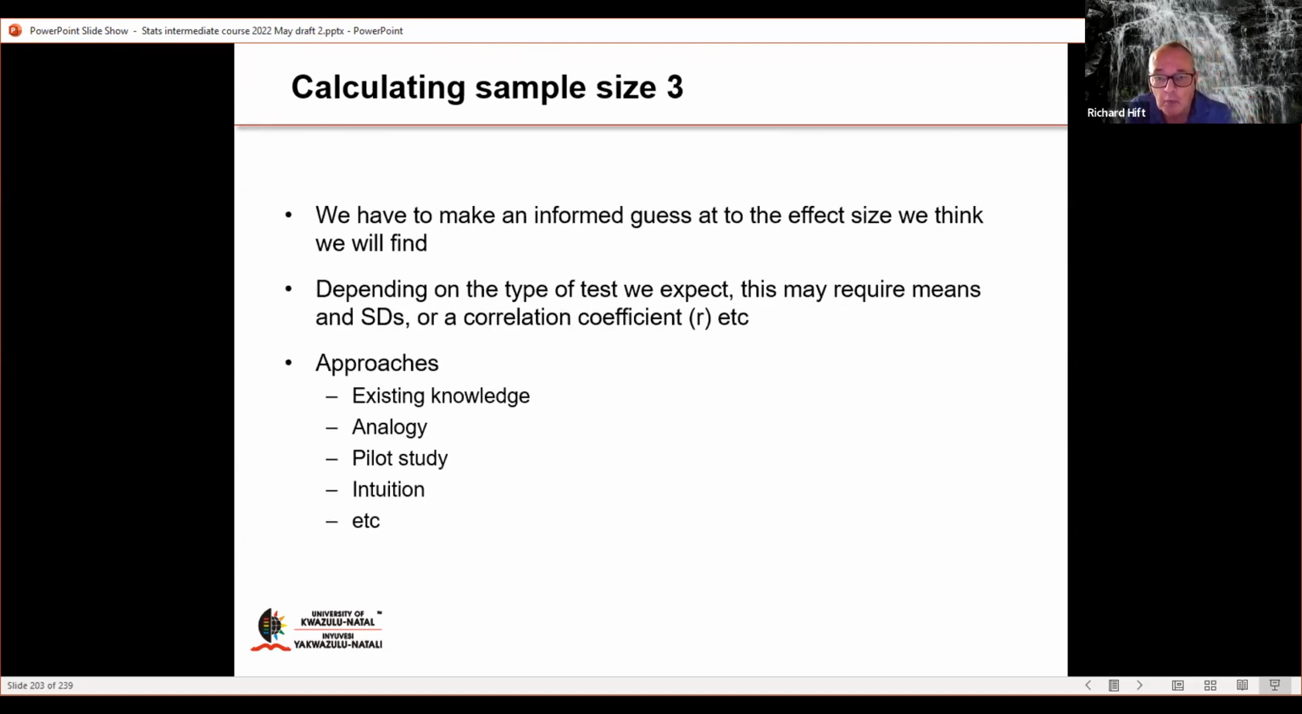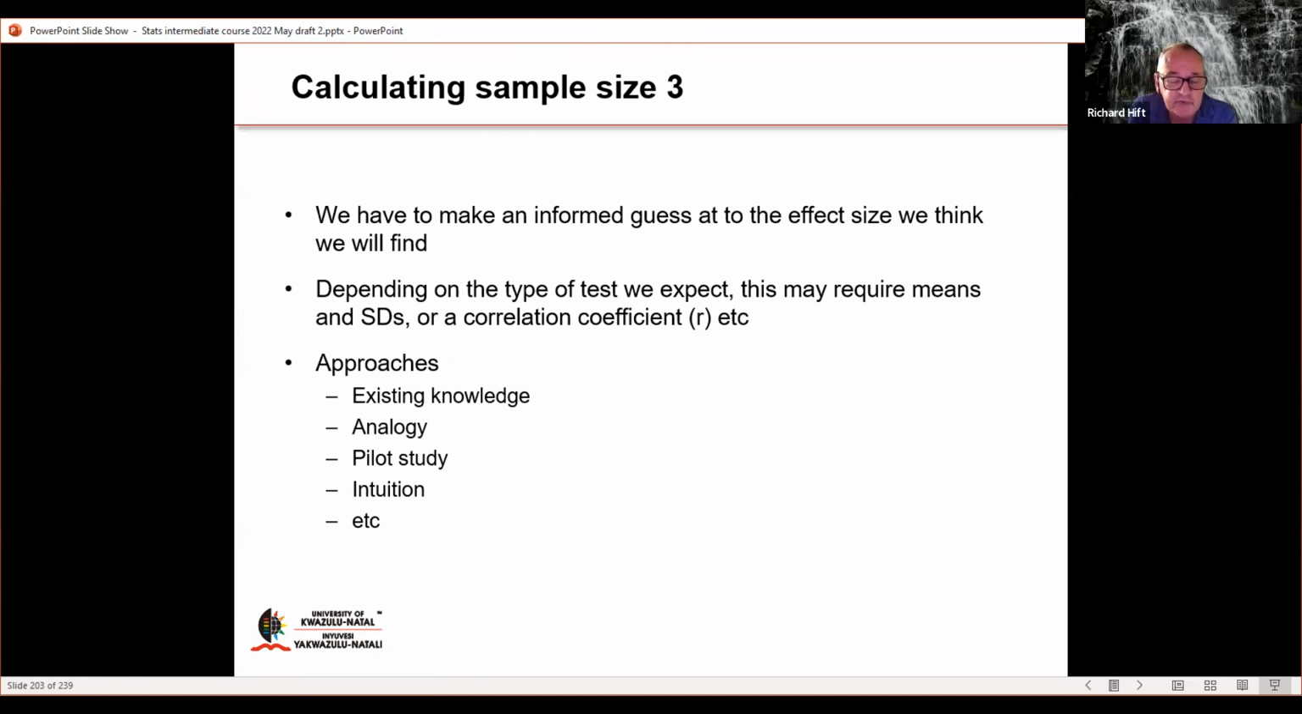But now we also have to make that informed guess at the effect size we think we will find. Depending on the type of test, we may have to predict means and standard deviations or a correlation coefficient, whatever sort of statistical test we're doing. I've used the example here of means and differences. So how are you going to do that? You haven't done the study. Well, you have to use intelligent prediction guesswork.